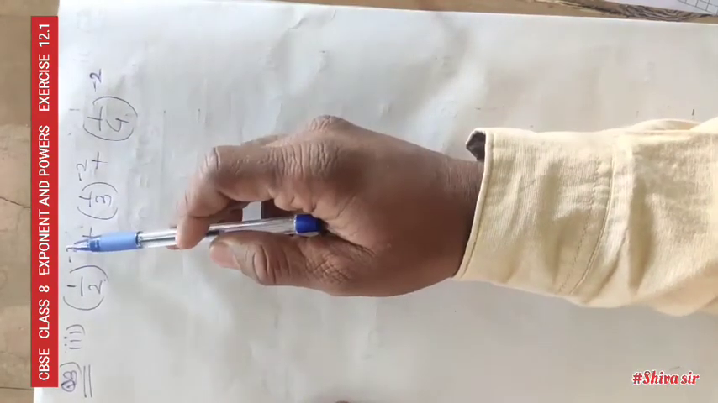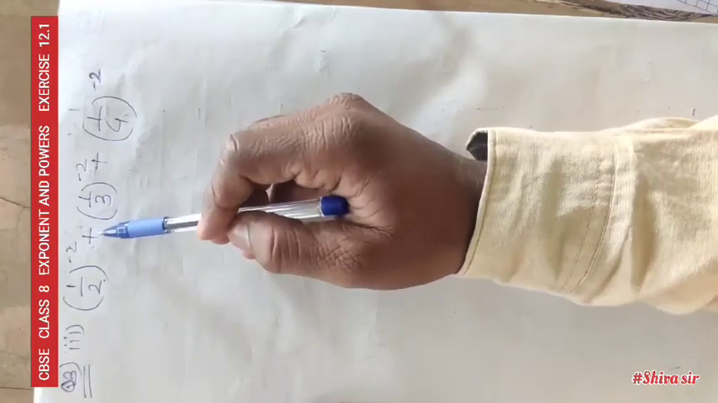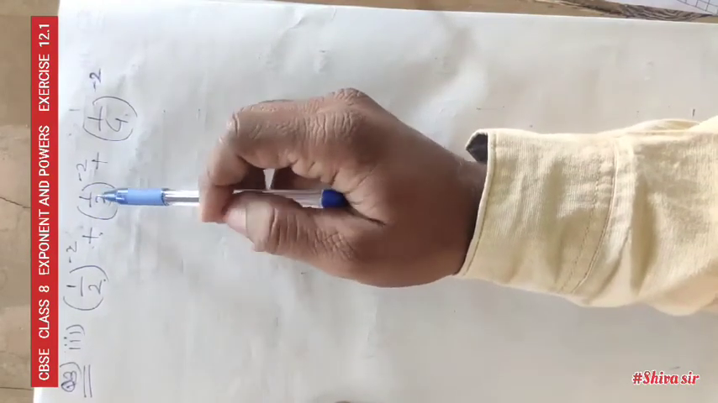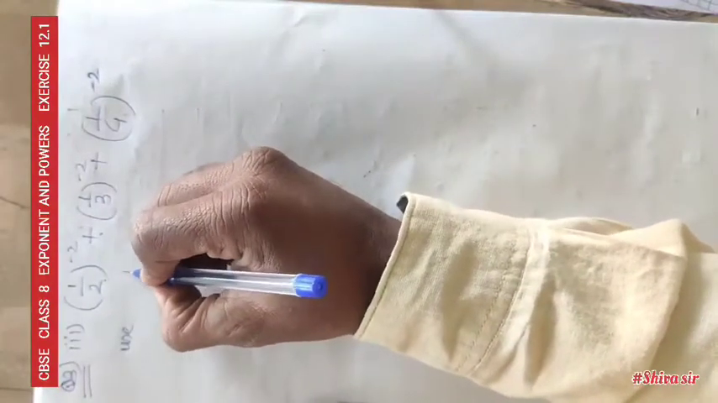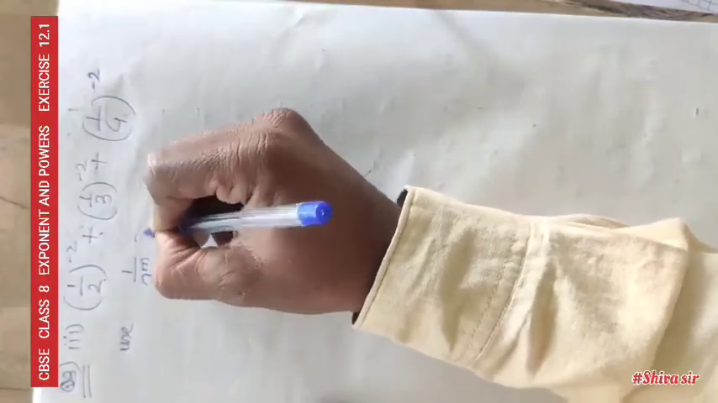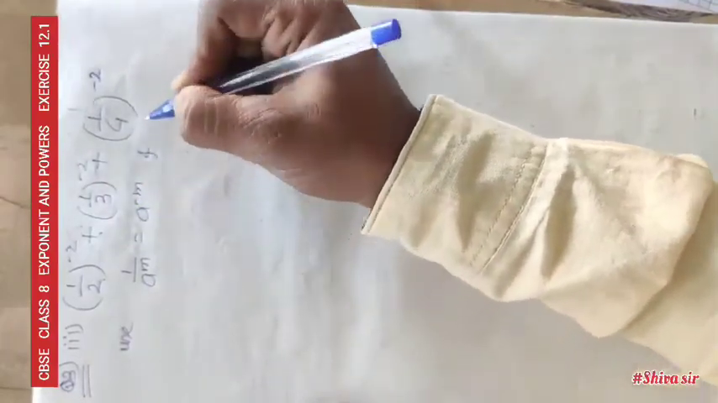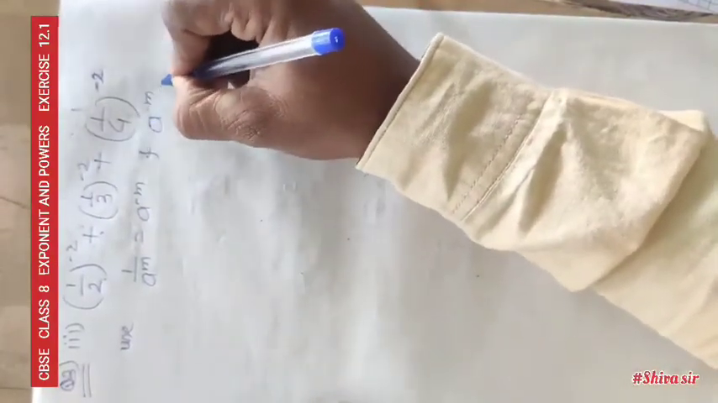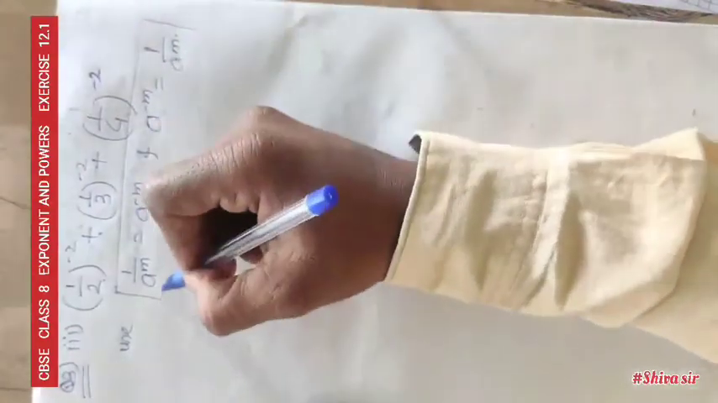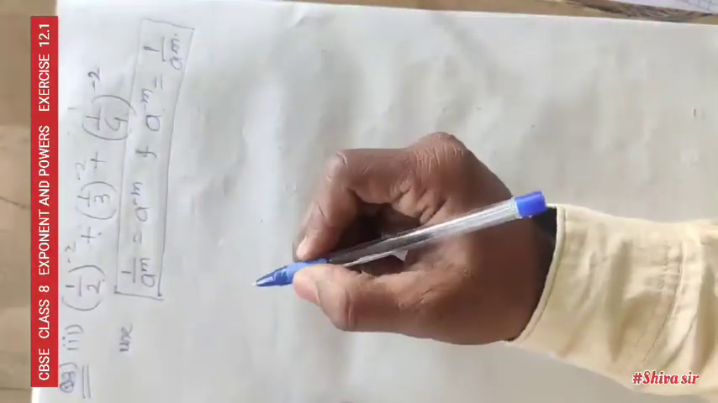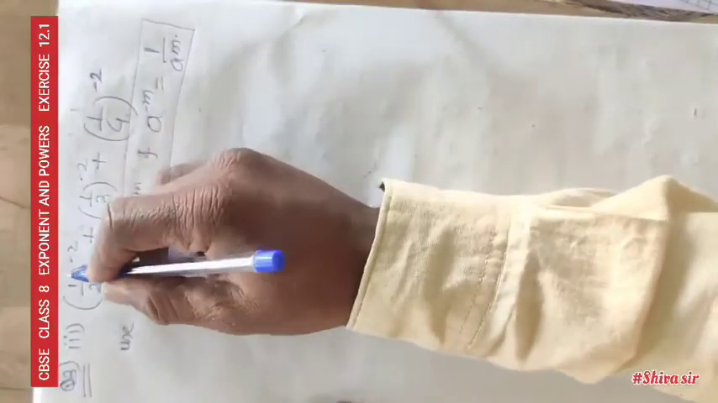Number 3, our third example is 1 upon 2 raised to the power minus 2 plus 1 upon 3 raised to the power minus 2 plus 1 upon 4 raised to the power minus 2. Just concentrate here, this is a plus sign, not into. In this example we use the multiplicative inverse, that is 1 upon a raised to the power m is equal to a raised to the power minus m, and a raised to the power minus m is 1 upon a raised to the power m.